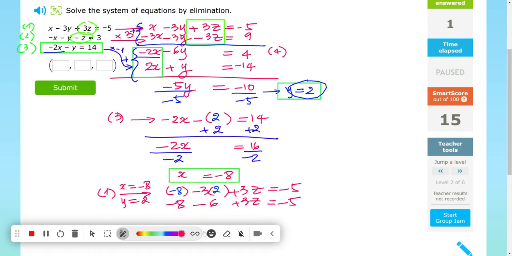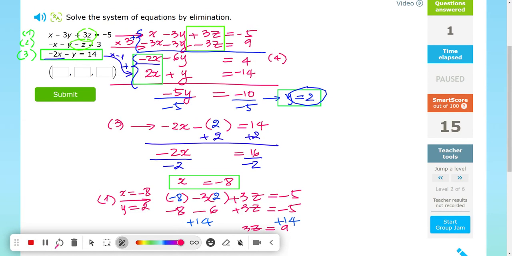Negative 8, negative 6, that's negative 14. So I should add 14 on both sides. Okay? Ooh, I add 14 on both sides. So then I come out 3z equal positive 9. Okay? So divide by 3 on both sides. So I should come out z equal number 3. Okay? So I got the third solution here. Z equal number 3. Okay?